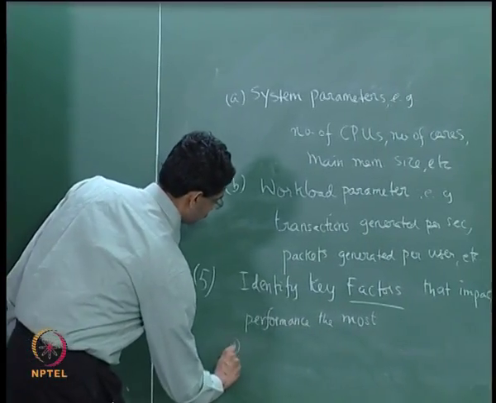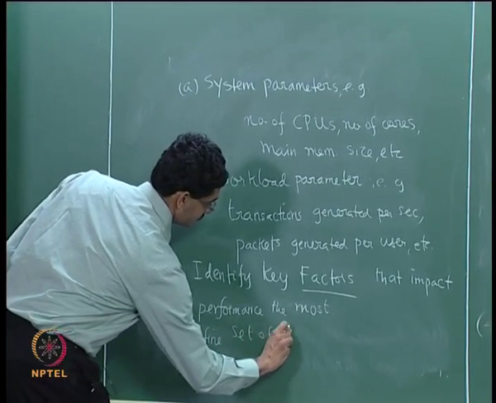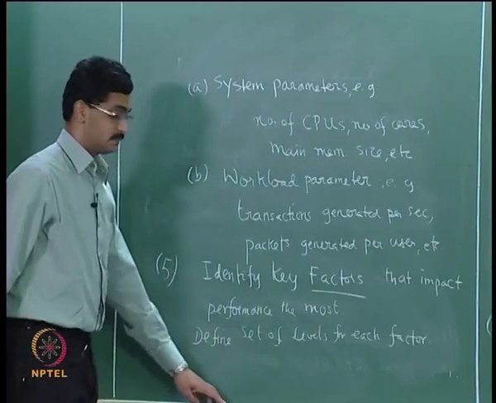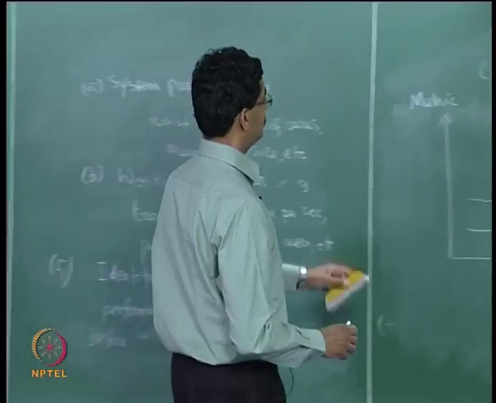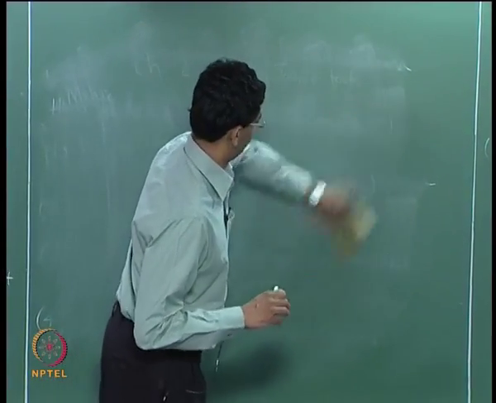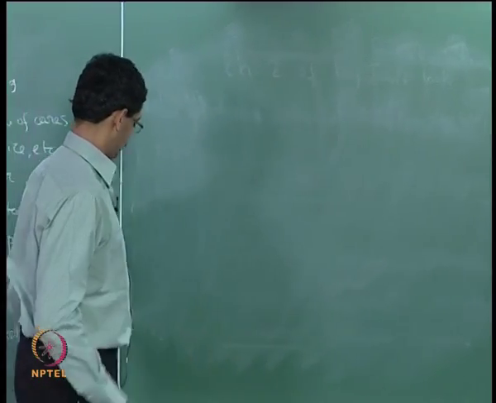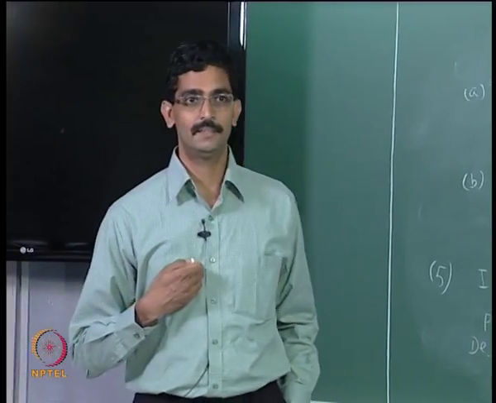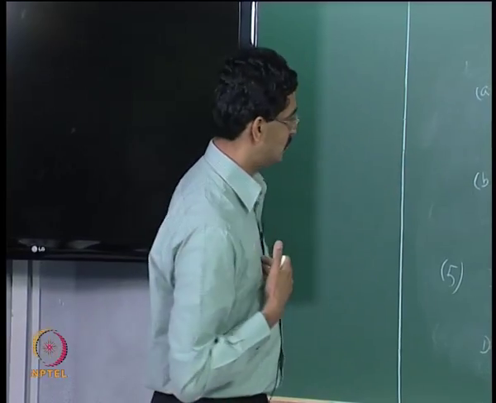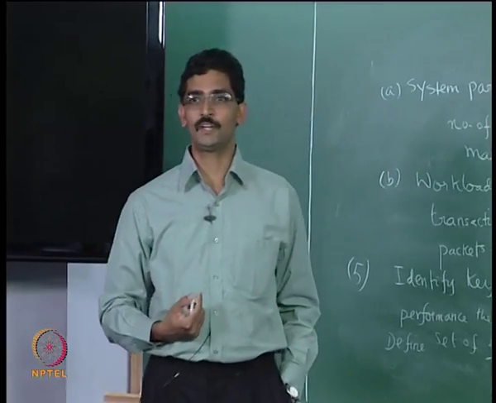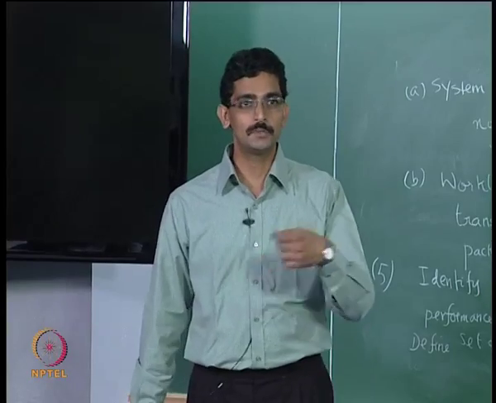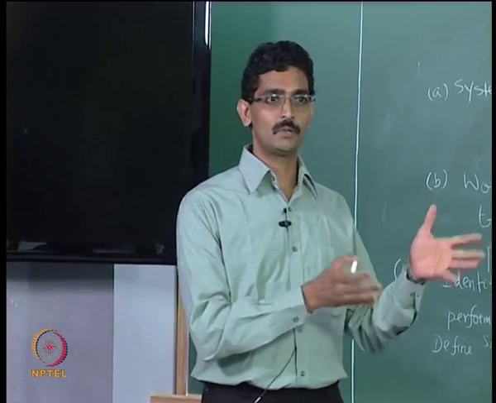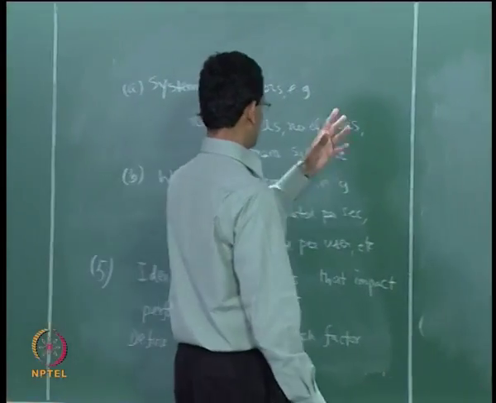Then you define the set of levels for each factor. Level simply means the number of possible values that you want to try out. And many times these are continuous variables. I could choose, for example, load, the number of packets offered per second. I could go from 1 packet per second to a million packets per second, in increments of 1, 2, 3, 4 and so on, but it really makes no sense to have that many levels. So you say, okay, 3 levels, 4 levels, low load, medium load, high load, that is adequate. Those are the things that as part of your system performance evaluation you will decide.